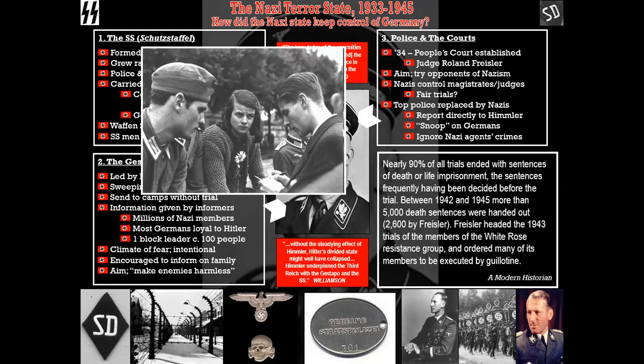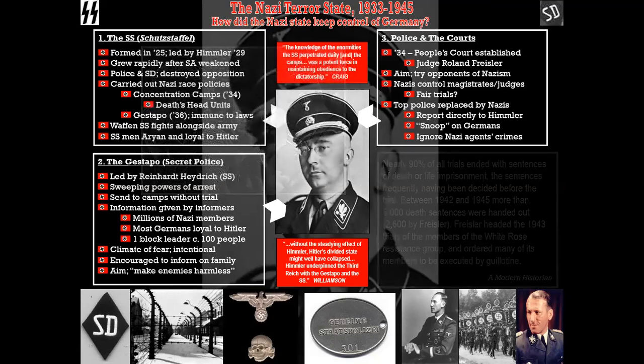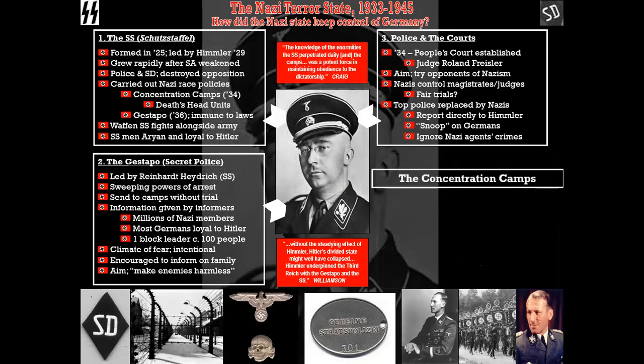They reported directly to Himmler. Their job was to snoop on Germans, and if they broke the law to do so, that would be overlooked. And if a Nazi agent broke the law, there was a good reason for them doing so, and that, of course, was ignored. And you begin to see how the terror state does pant-wetting fear. Now, you can send people to the concentration camps without a trial. You don't have to be found guilty of anything.